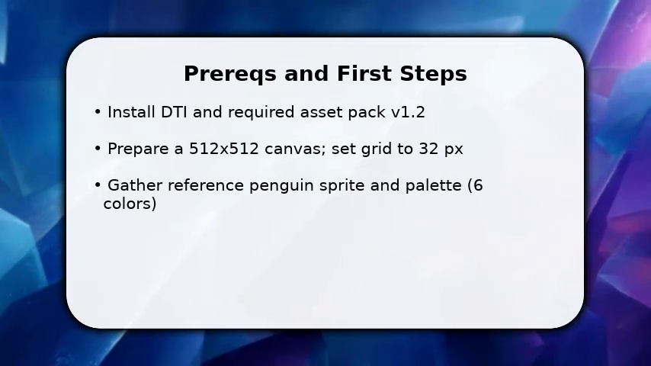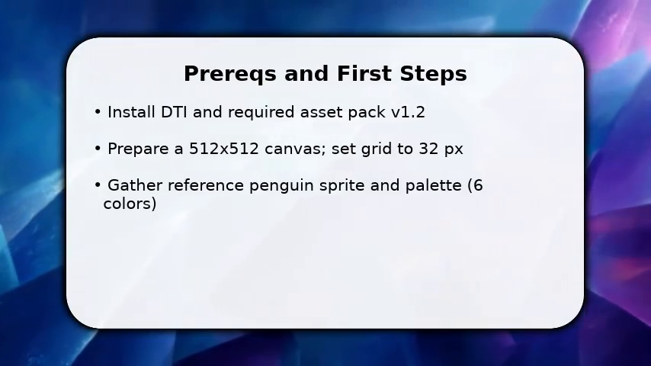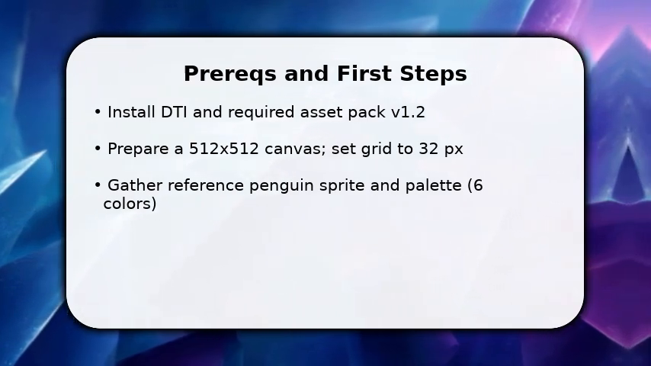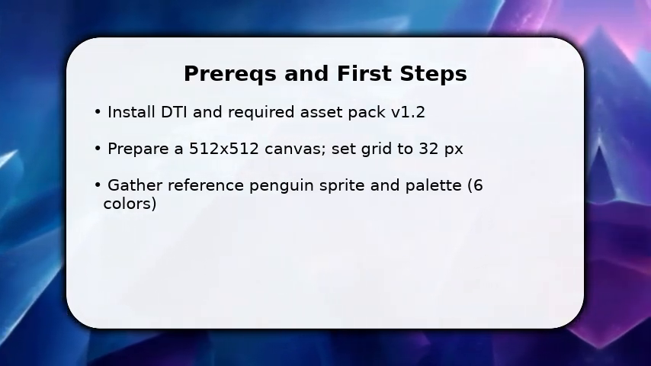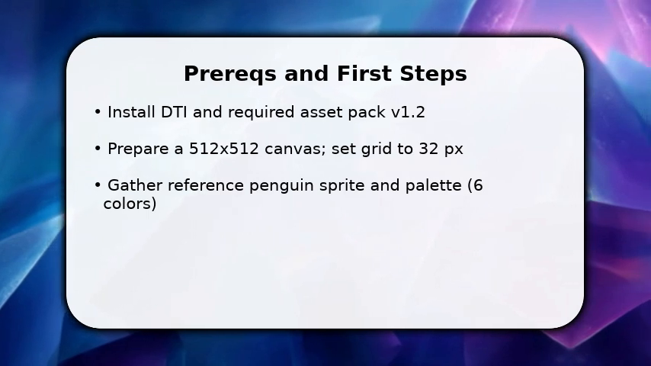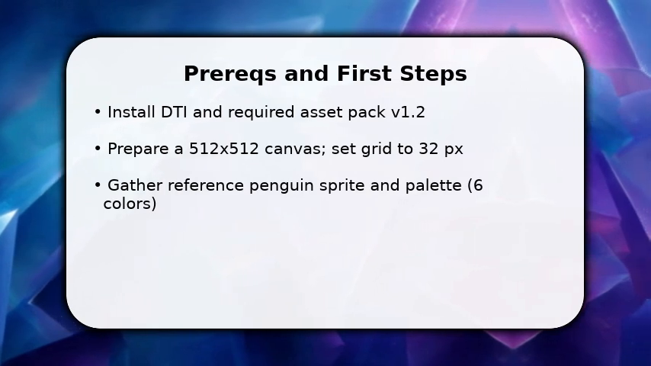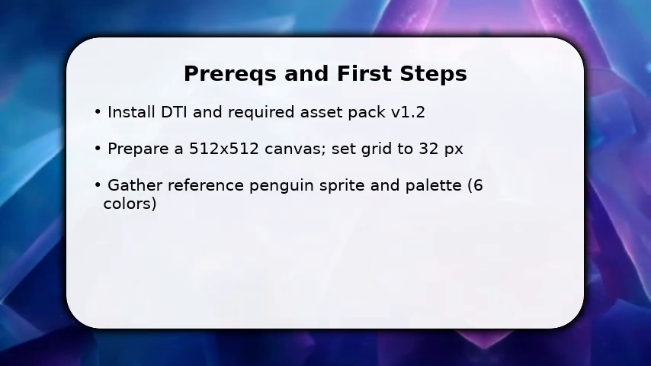You start by confirming prerequisites, DTI installed and the Penguin Asset Pack ready. Open a 512 by 512 canvas and set the grid to 32 pixels so proportions stay consistent. Once done, import your reference sprite and a 6-color palette to limit shading complexity.